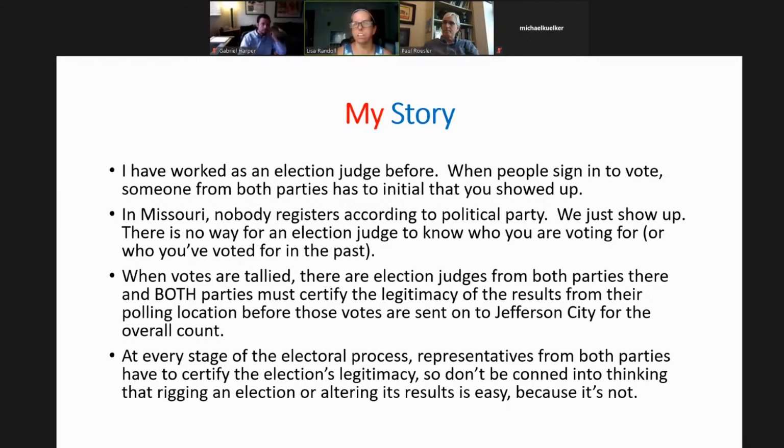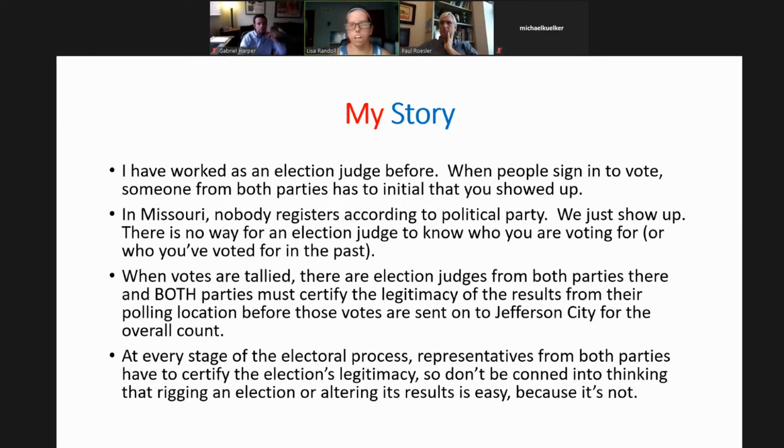In previous eras, back in the late 1800s and early 1900s, people from political parties would greet you as you walked in, and if they recognized you as a member of the opposition party, they would escort you out. Back then, politics and the electoral process was far more partisan than it is now.